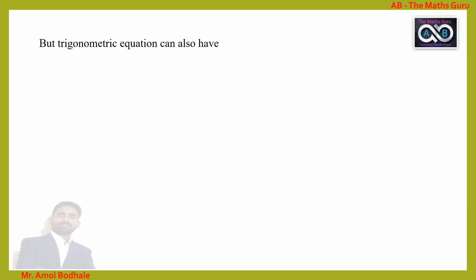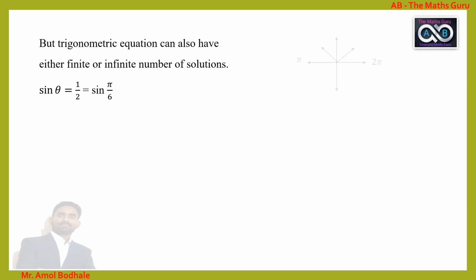But a trigonometric equation can also have either finite or infinite number of solutions. So here sin theta equal to half, that is equal to sin of pi by 6. So we get one solution, that is theta is pi by 6. But here the given value of sin, which is half, is positive. Now sin theta is positive in which different quadrants? So we can see sin theta is positive in first and second quadrant. The angle in first quadrant is exactly pi by 6, but the angle in second quadrant can be written as pi minus pi by 6.